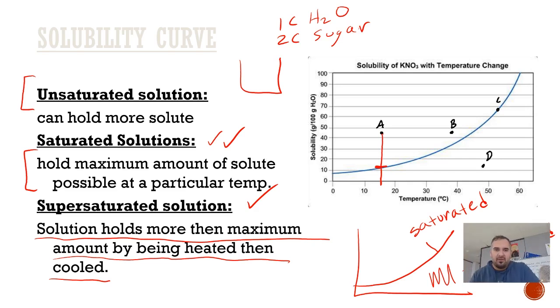So let me show you another simple example. Over here, what kind of solution is D? It's unsaturated right here at 48 degrees. What if we cool it all the way down to 5 degrees? What kind of solution is this? It's going to be a supersaturated solution because it's not going to fall out of the solution. The solid is going to stay in the solution.